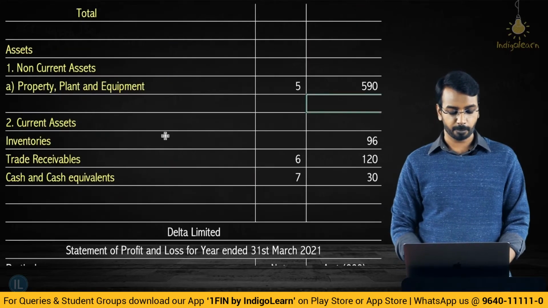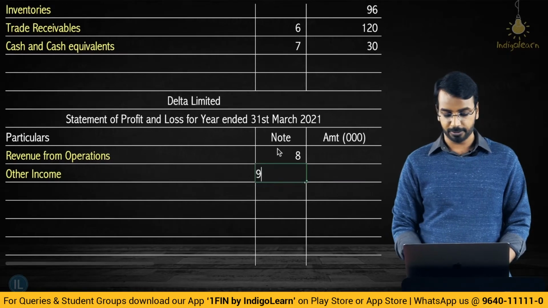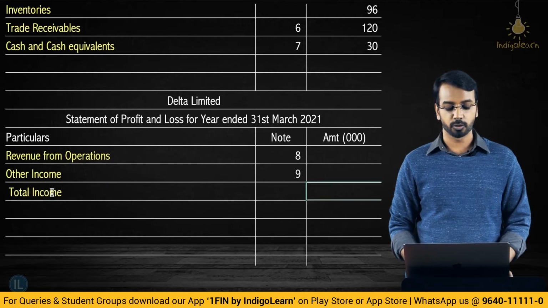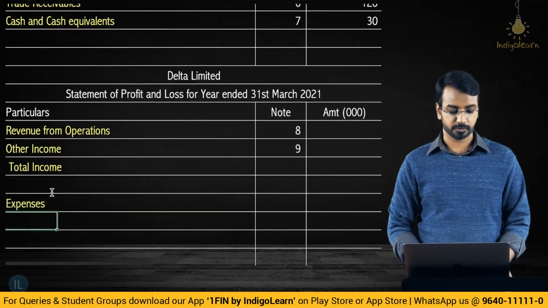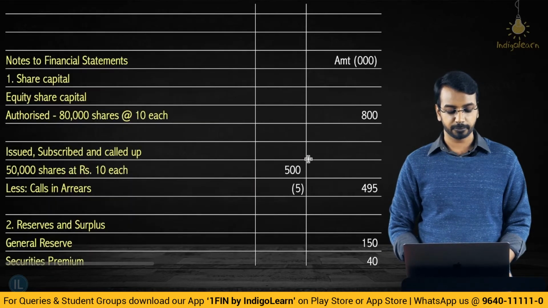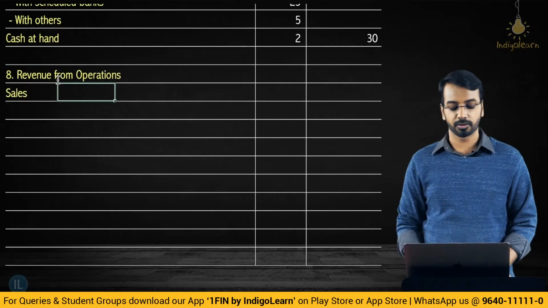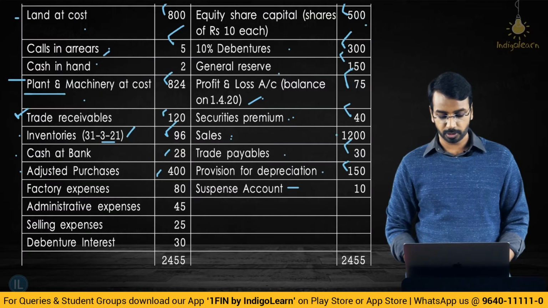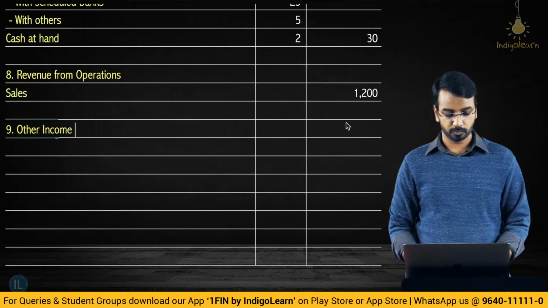Now coming to the P&L, revenue from operations will be note number 8 and other income will be note number 9. Right. So revenue from operation and other income, then you get the total income, which is the total of revenue from operations and other income. Then we'll have expenses. Okay. Now revenue from operation, note number 8, revenue from operations, sales. You can directly put it there because there is nothing additional to be disclosed, but still sales. How much is the sales? Sales are given to be 1200. So you can just put a tick here, 1200. Then other income. What is other income?